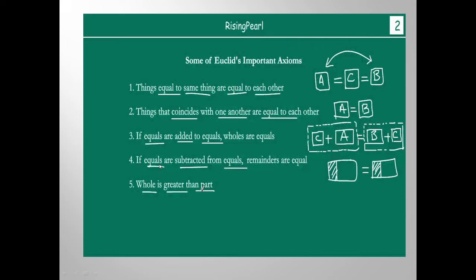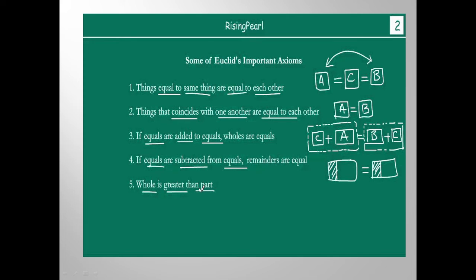Coming to the next one: if equals are subtracted from equals, the remains are equal. Here I am taking two objects. I'll consider these two are equal. I am taking some part from here and here, equal parts I am taking out. So whatever portion is left is going to be equal. So this one and this one are going to be equal. If you subtract equals from equals, the remains are equal.